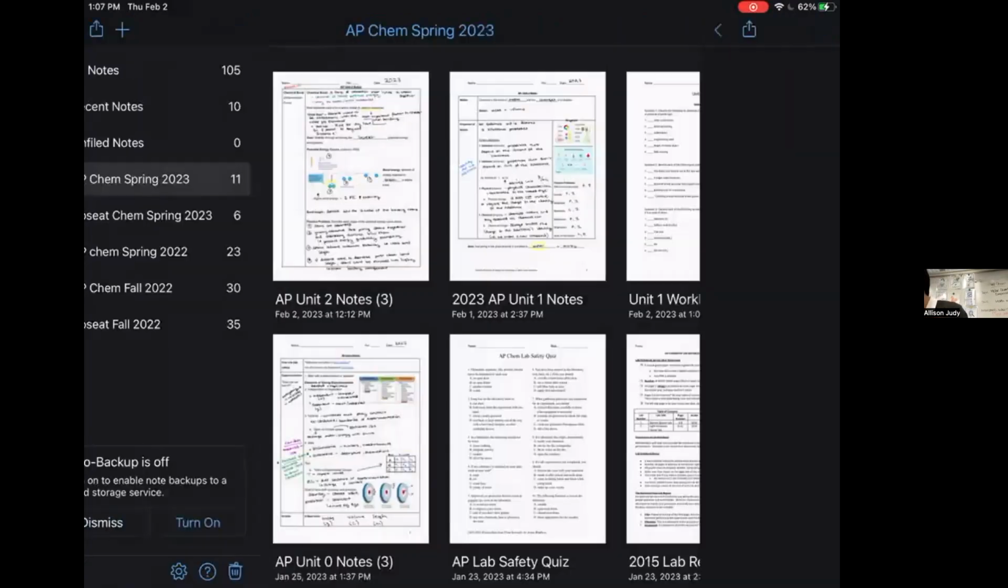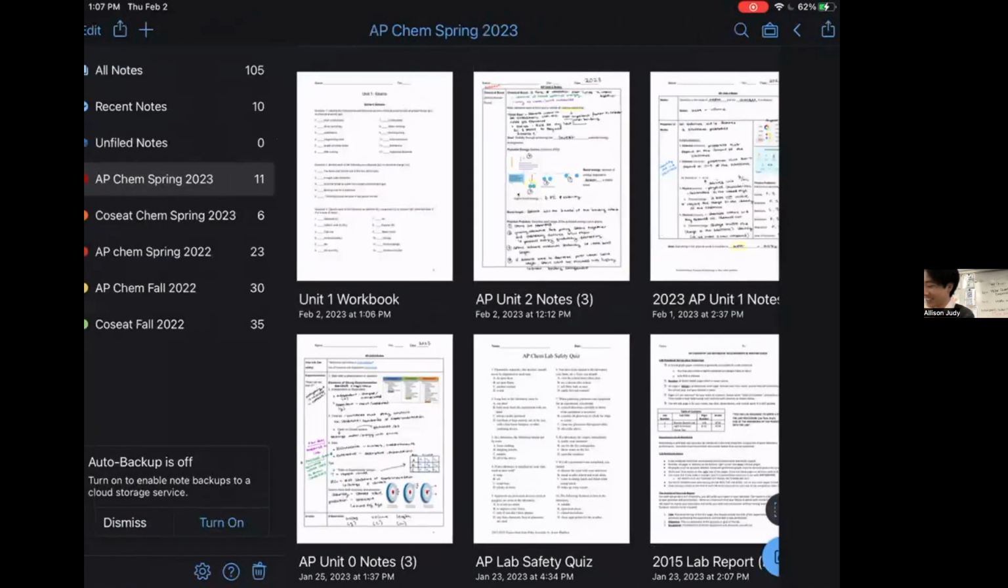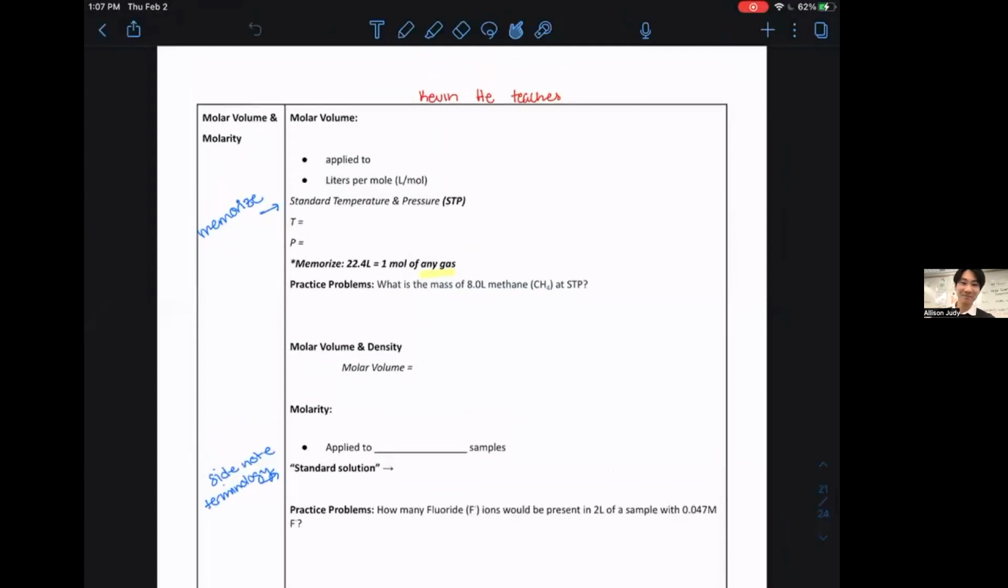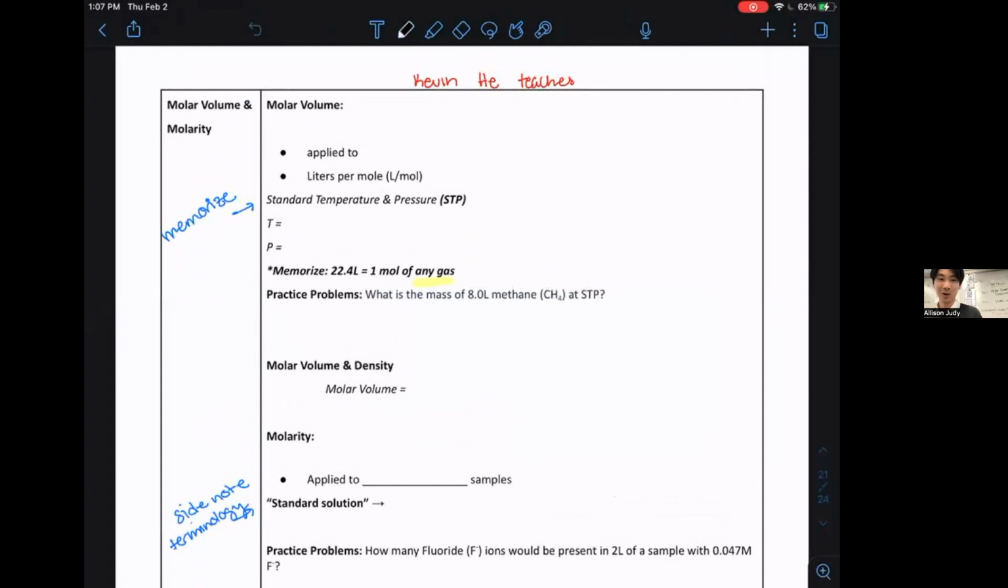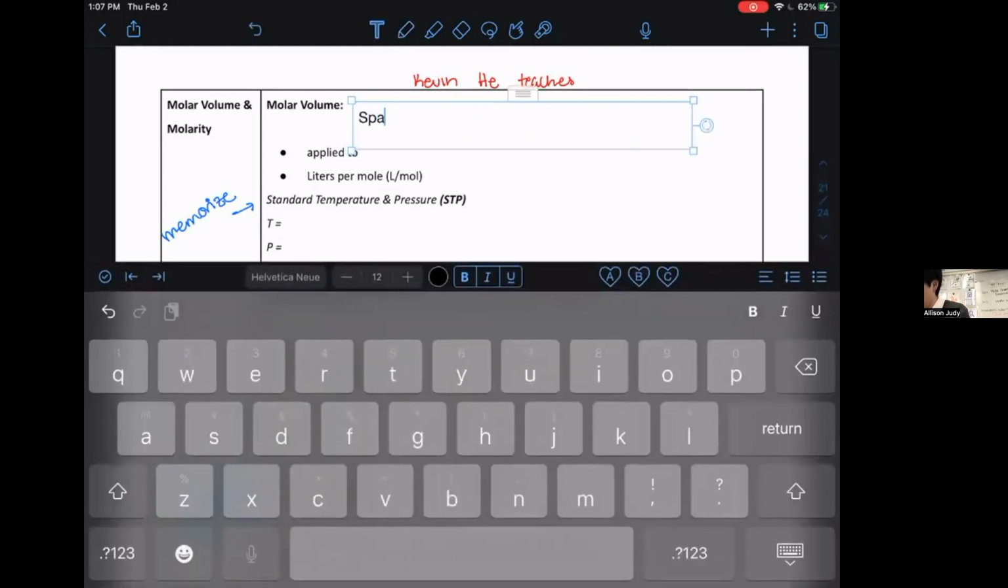Okay, so notes. Yesterday you went over some stuff with the mole, and today we have a few more terms about moles. Our first one is molar volume, and the definition is the space occupied by 1 mole of a substance.